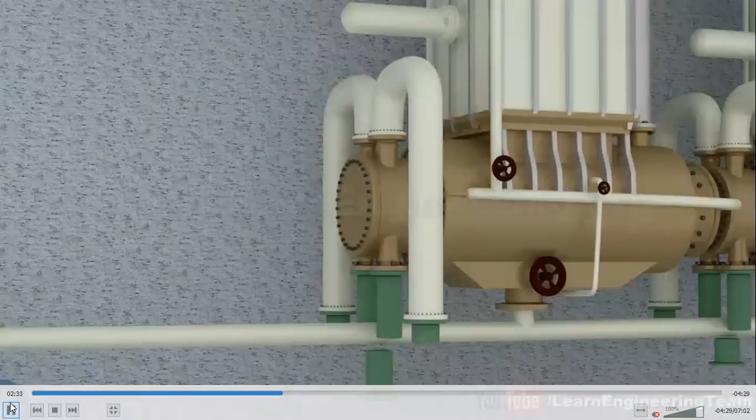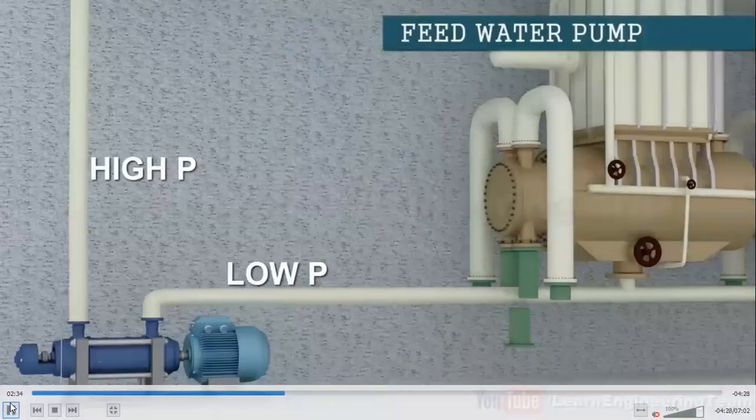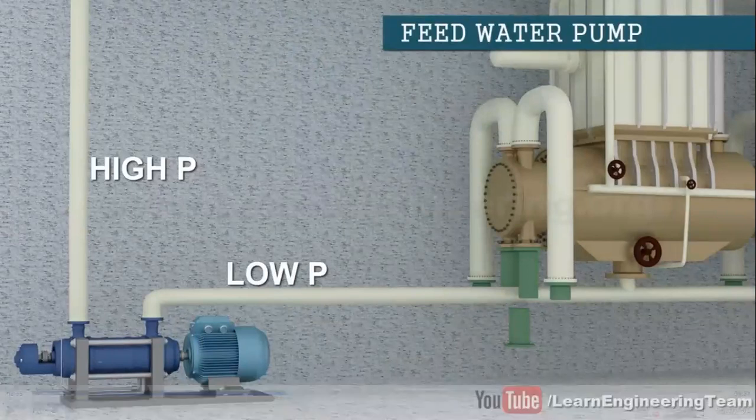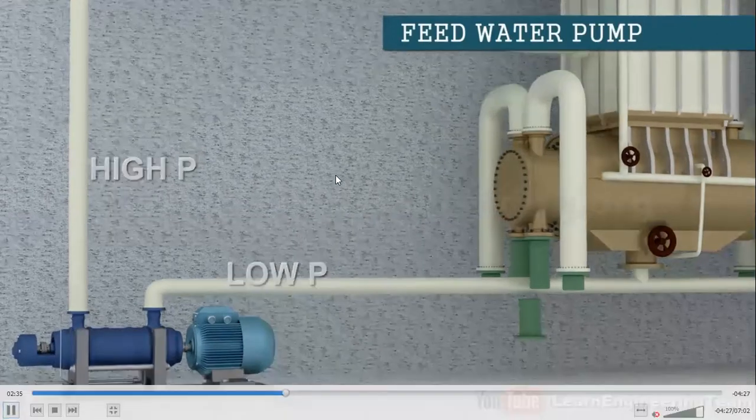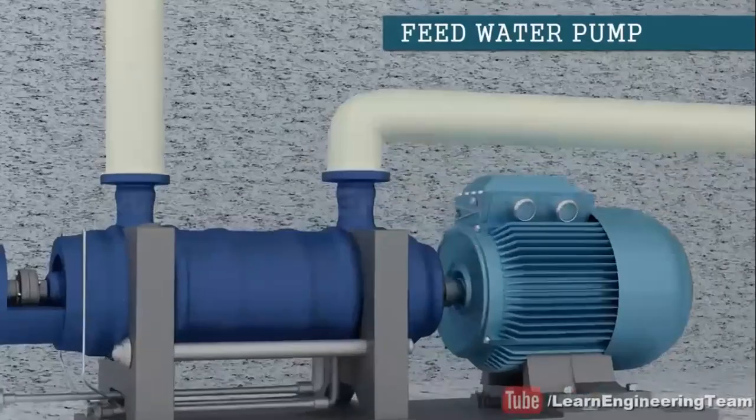Finally, this water is using a pump. You can see the feed water pump, because it transfers water from the condenser to the boiler. So it creates high pressure. It takes the water at low pressure, but it creates high pressure. You see, it takes low pressure water and creates high pressure.